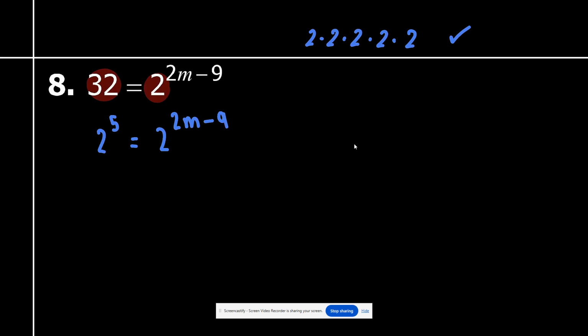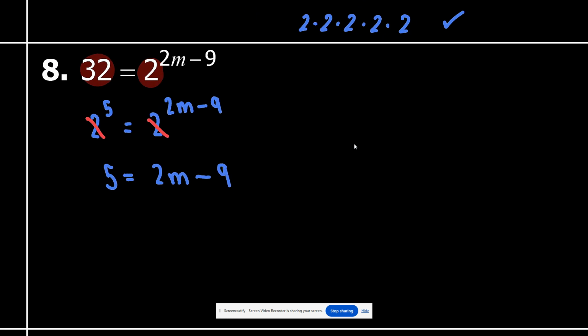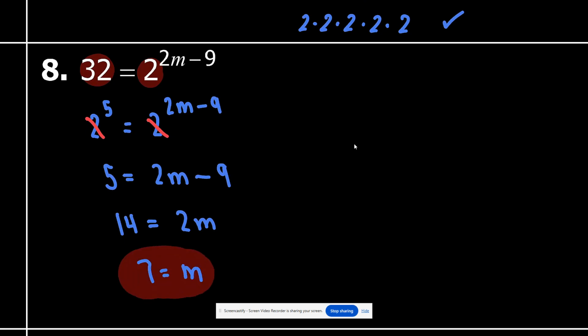My bases are the same, so we can drop off the bases. And 5 will equal 2m minus 9. Now I'm solving. It's very simple. Add 9. 5 plus 9 is 14, and that equals 2m. Then I'm going to divide by 2. That equals 7, so m equals 7. All right? Easy stuff. Let's keep on cruising.